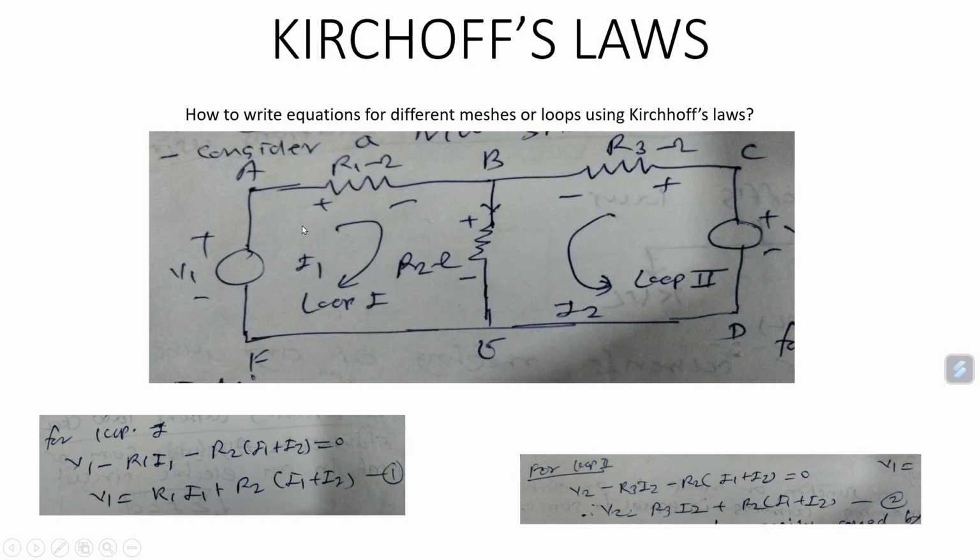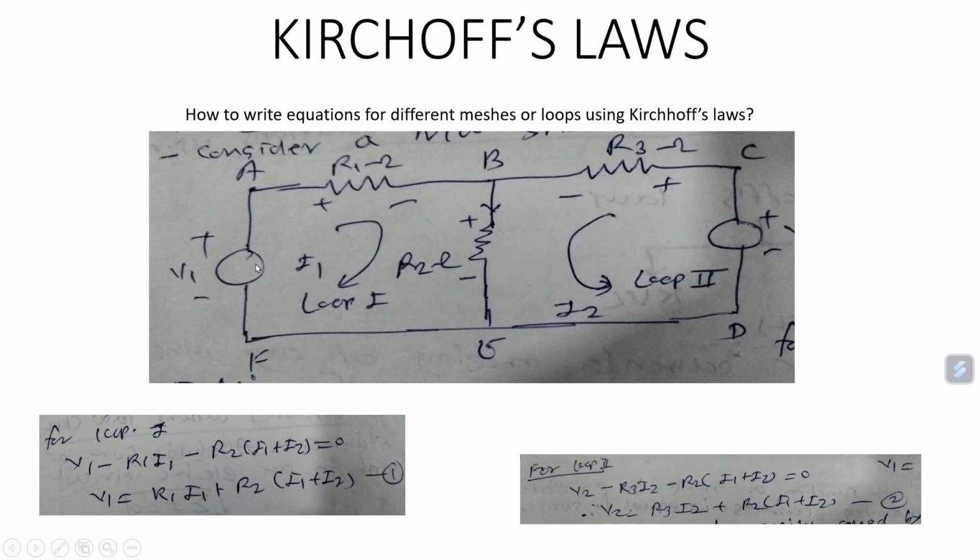So in this case, current I1 will flow through R1, then through R2, then through V1, and current I2 will flow in the upward direction here, then through R3, then through R2. In this way, it will complete the path. So now we'll write down the equation for mesh 1 or loop 1, that is A, B, E, F, A.